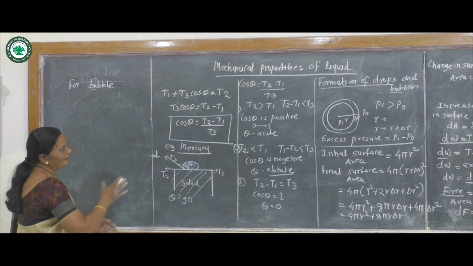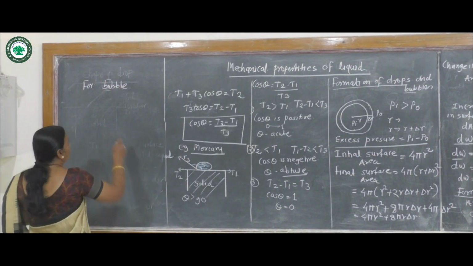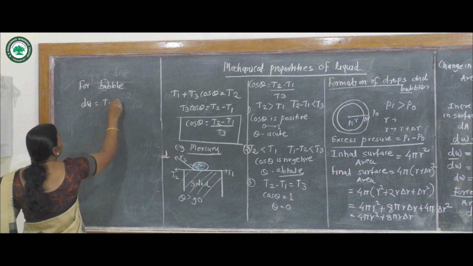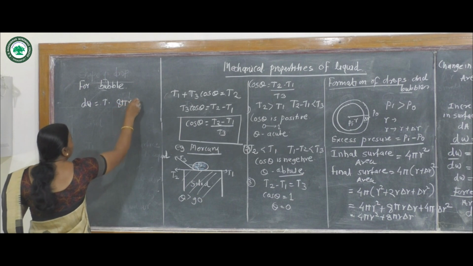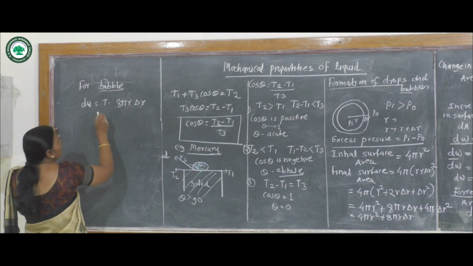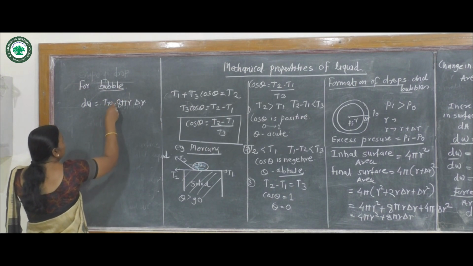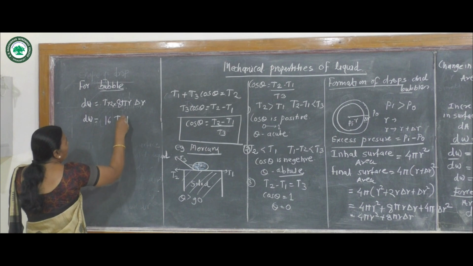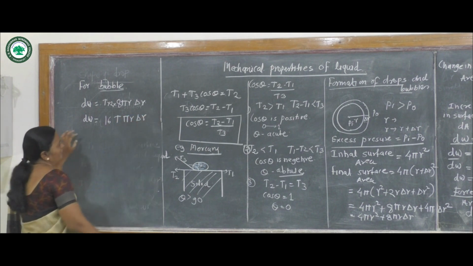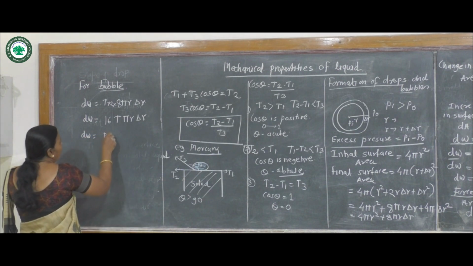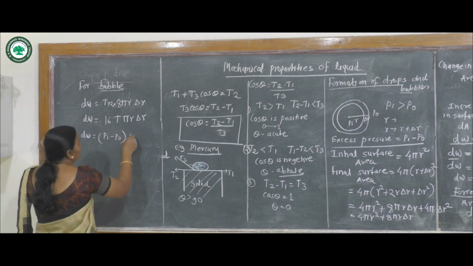Therefore, we can write the increase in surface area work done as dW is equal to T into 8 pi R delta R. Now in case of a bubble, there are two surface areas, so dW is equal to 16 T pi R delta R. Again we consider the other dW, that is Pi minus P0 into 4 pi R square into delta R.